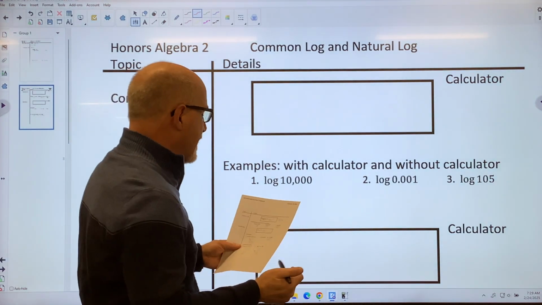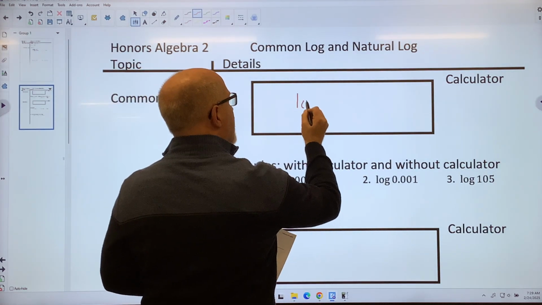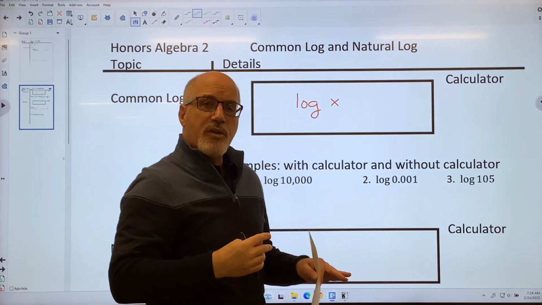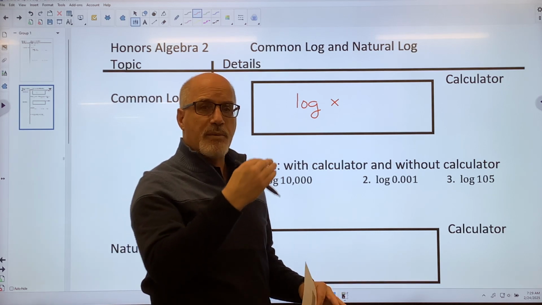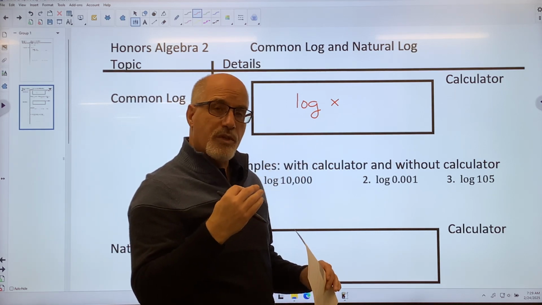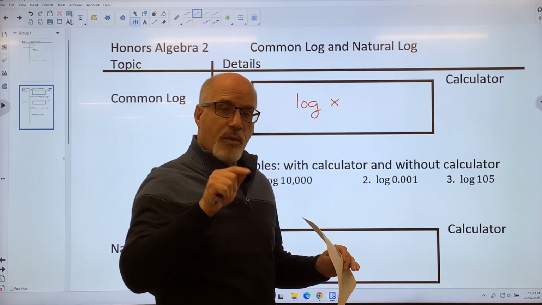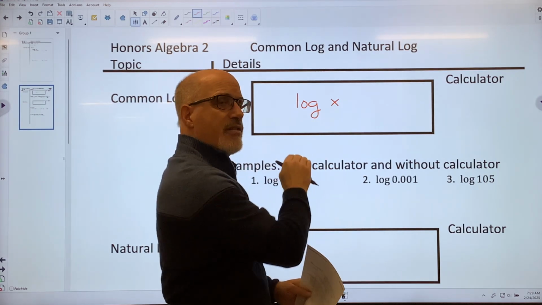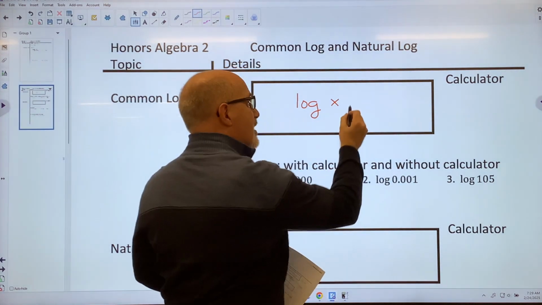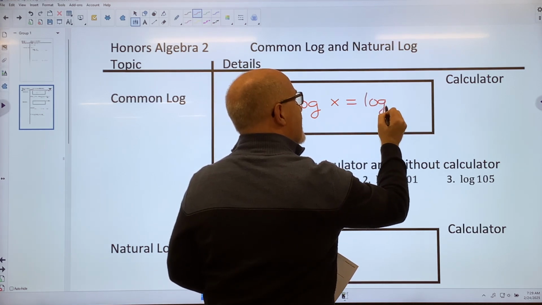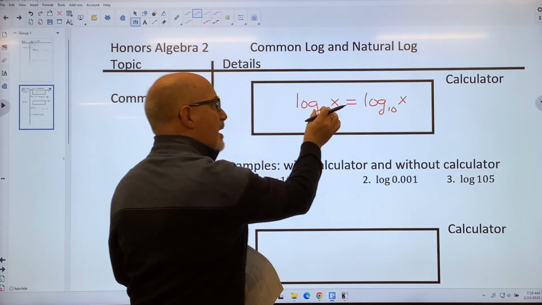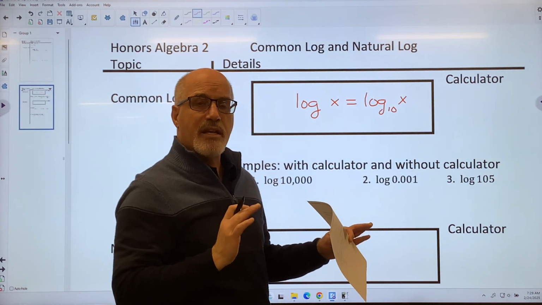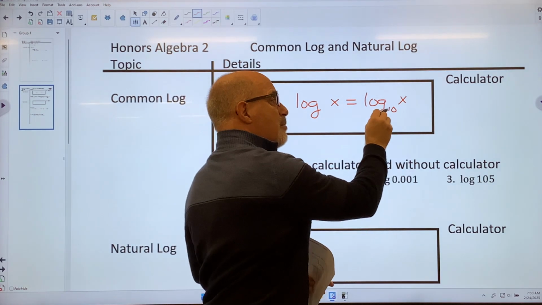When we look at a log, if we list a log without a base, notice that there's no base listed there. The assumption for exponents, if you don't list an exponent, is that it's 1. When you do a root and there's no index listed, it's a 2. When there's no base listed for a log, it's base 10. So we have to get used to this idea that if we neglect to put a base there, which is common practice, that means it's going to be base 10.